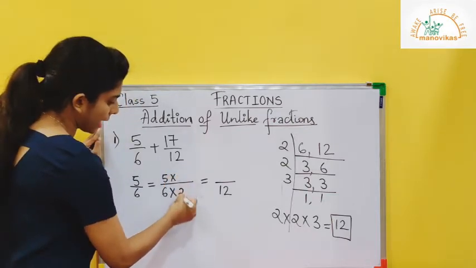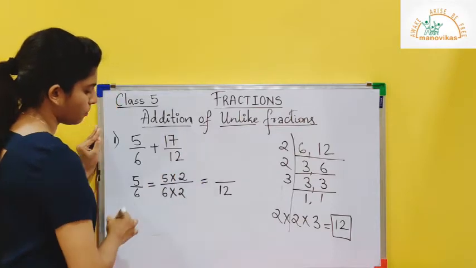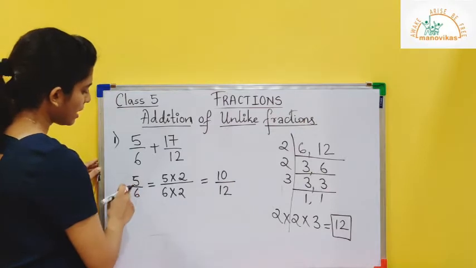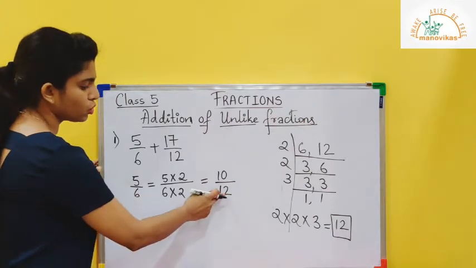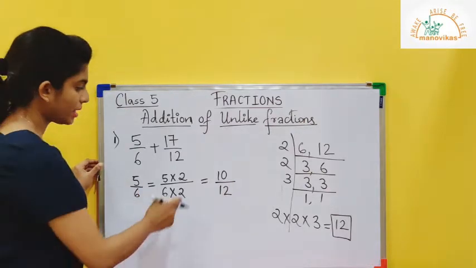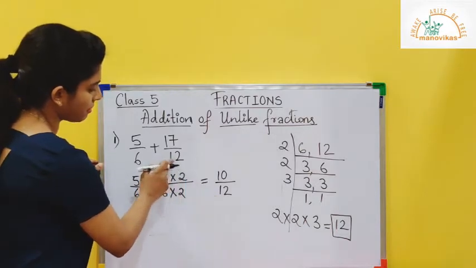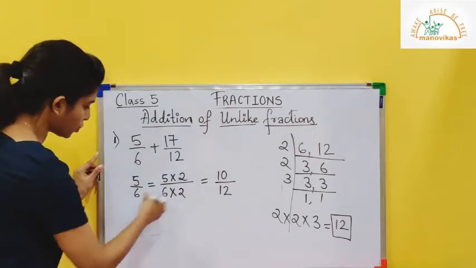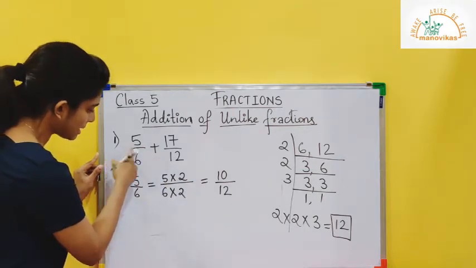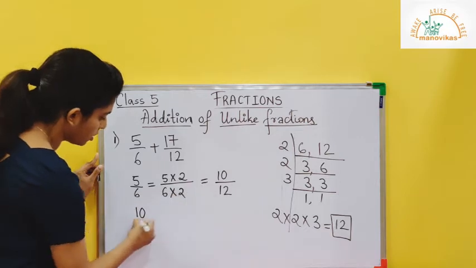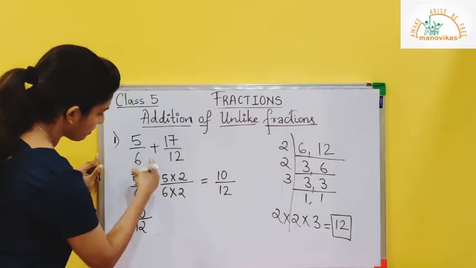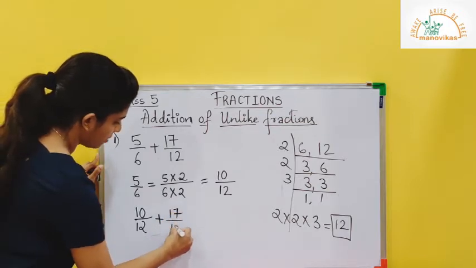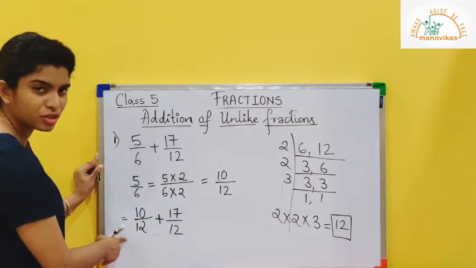That same number I have to multiply in the numerator now. So 5 into 2 is 10. Now if you see, I changed 5 upon 6 into 10 upon 12. Now both denominators have become same. So they are now like fractions. So now what will you do? Instead of writing 5 upon 6, you will write 10 upon 12 plus, and bring this down, 17 upon 12. Now it's easy, right, to do addition.